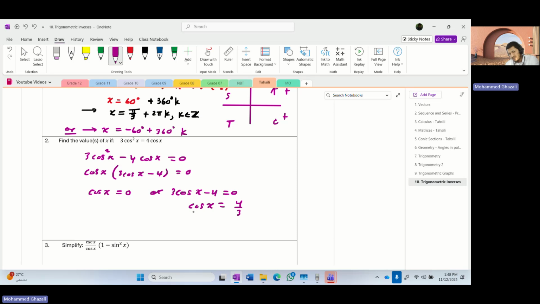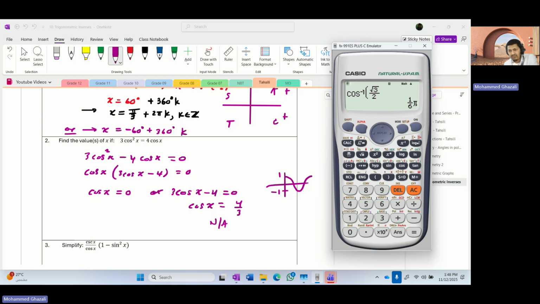But we know that the range for cos x is only between minus 1 and 1. Right? That's my cos graph, is 1 and minus 1. So there's no values of x that can make cos x equal to 4 over 3. So this is a reject, not applicable. You can try it out on the calculator, shift cos 4 over 3, and see what we get, math error. So it does not work.